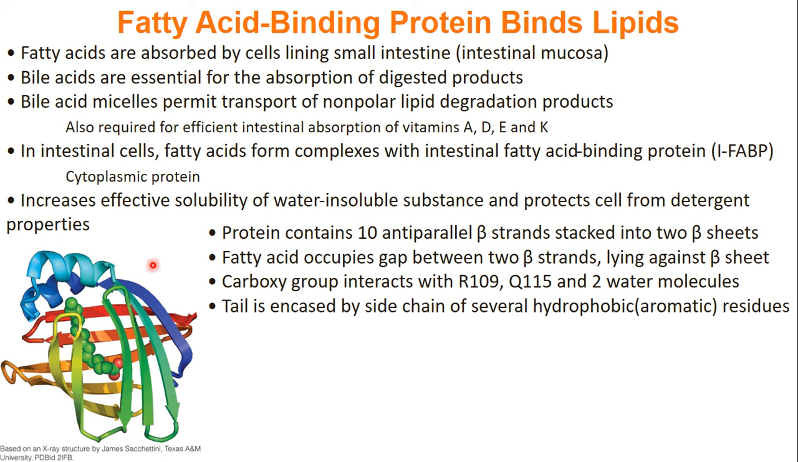So here our IFABP has 10 anti-parallel beta strands, which is in 2 beta sheets as shown here. There's a gap in these strands where fatty acid will fit, and here is fatty acid in the strand. The head group of the fatty acid will interact with arginine, glutamine, and 2 different water molecules of our IFABP, and the tail is going to be carried around several hydrophobic residues. And you can see this picture is actually taken from Texas A&M University, so not too far away from us.